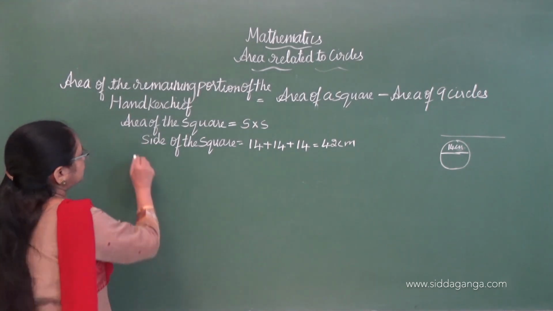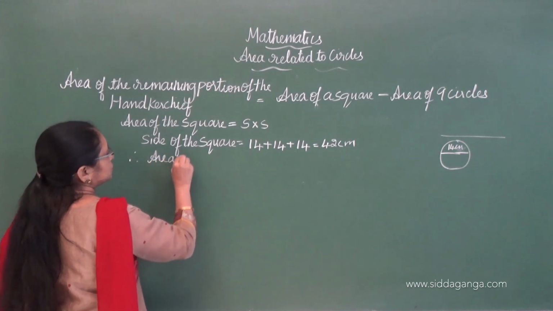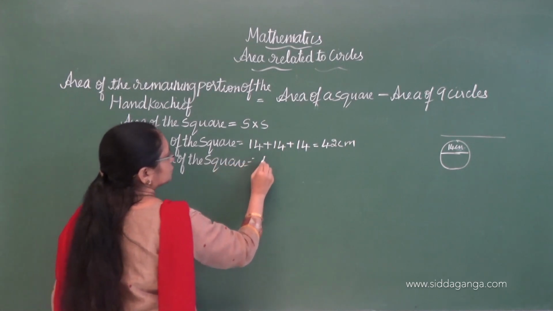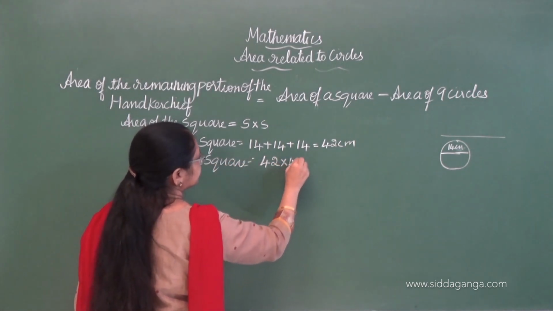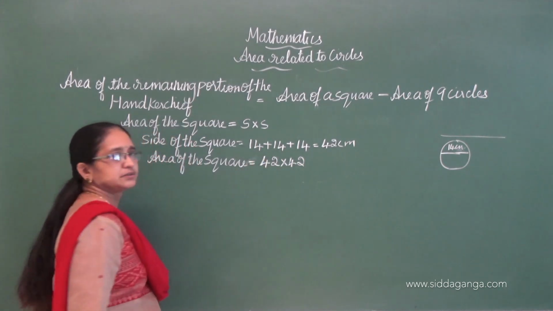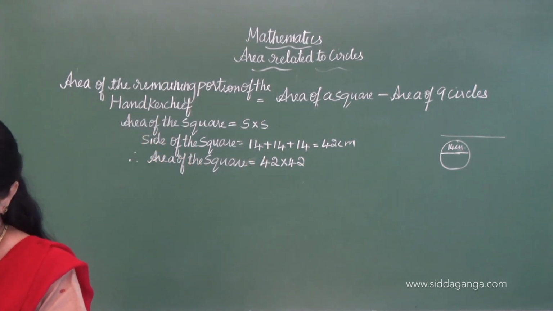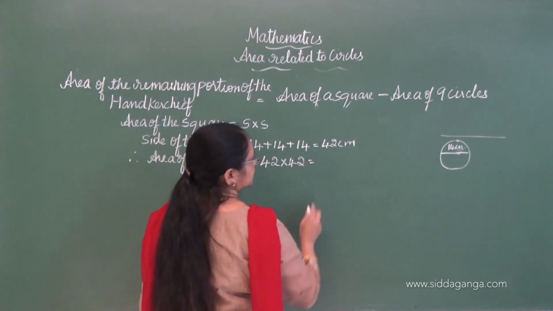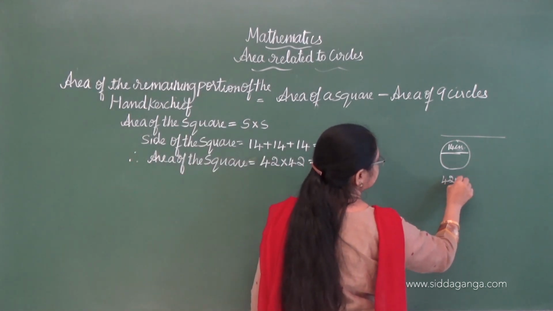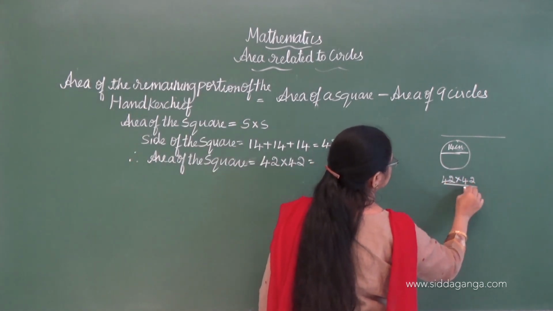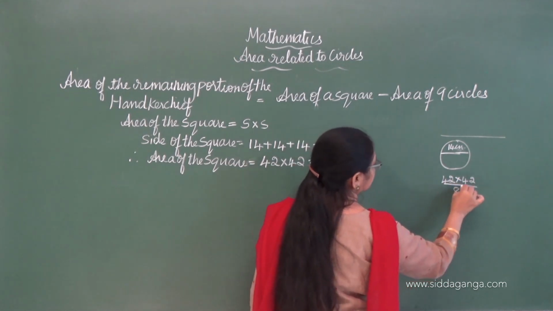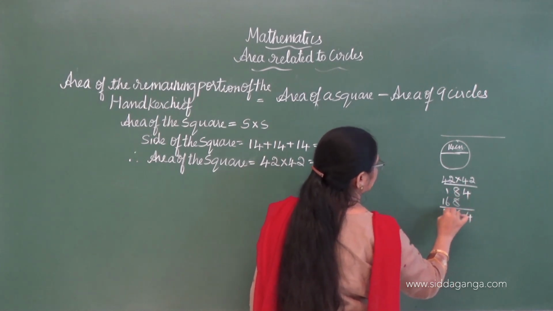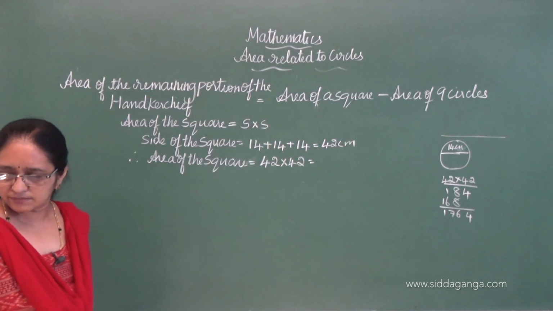Area of the square. Therefore, area of the square is 42 into 42. Okay. Now 42 square you can find out. 42 square, that is, find out 42 into 42. 2 2s are 4, 4 2s are 8, 4 2s are 8, 4 4s are 16. So 1764. Okay.